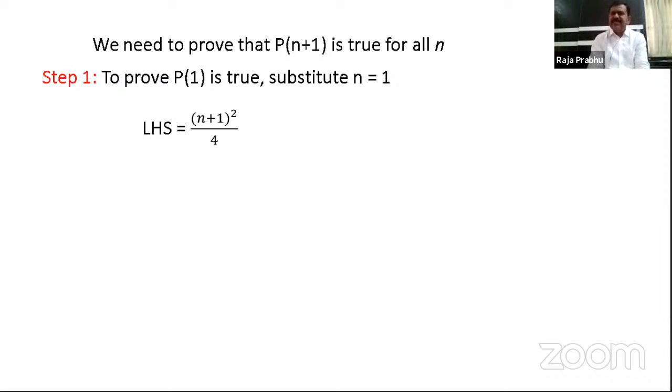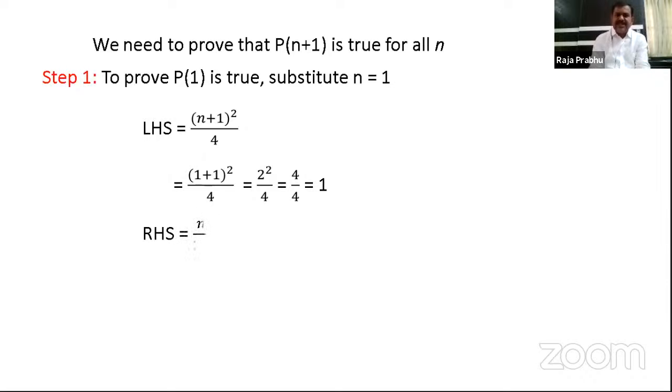What is LHS? Nothing but the nth term of the series. Just now we have calculated it, that is n plus 1 whole square by 4. Now substitute n is equal to 1 in this, what do you get? 1 plus 1 whole square by 4. 1 plus 1 is 2, 2 square by 4, which is equal to 4 by 4, nothing but 1. So the LHS value we got is 1.